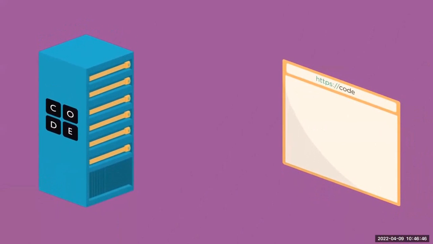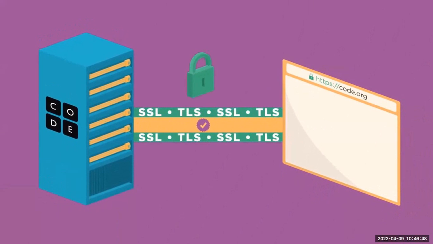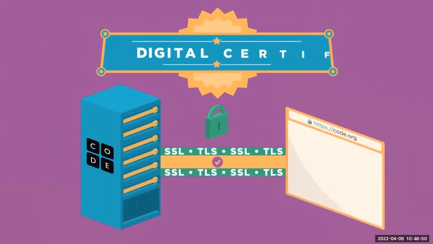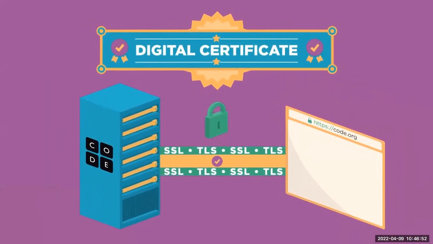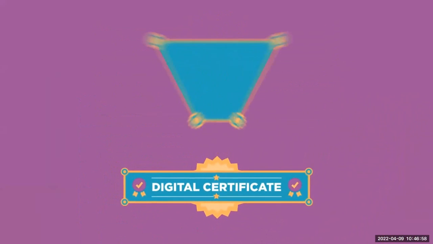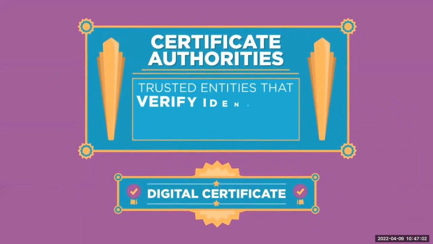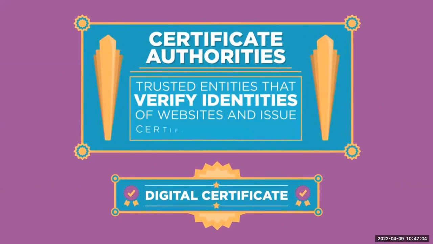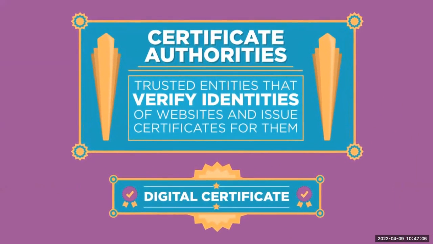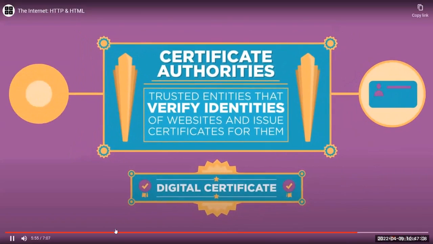When a website asks your browser to engage in a secure connection, it first provides a digital certificate, which is like an official ID card, proving that it's the website it claims to be. Digital certificates are published by certificate authorities, which are trusted entities that verify the identities of websites and issue certificates for them, just like a government can issue IDs or passports.